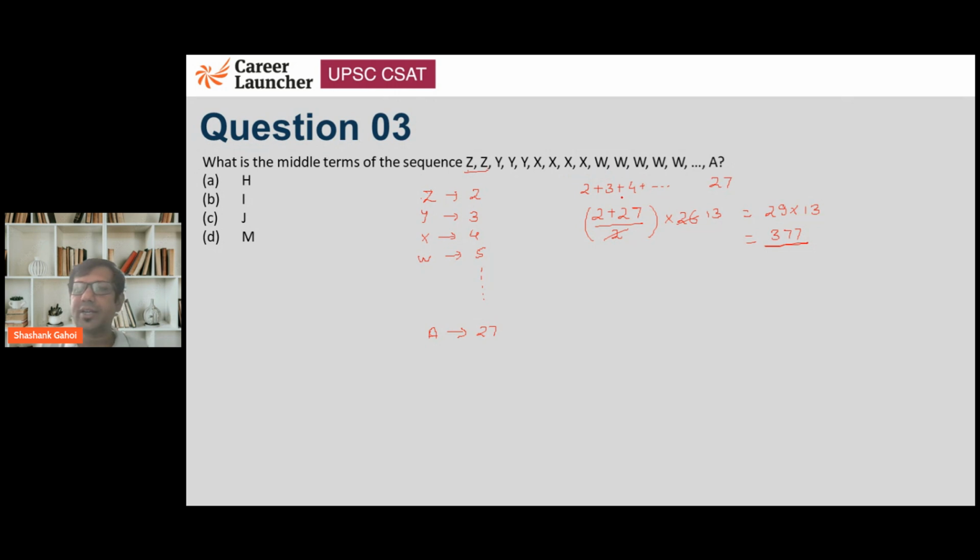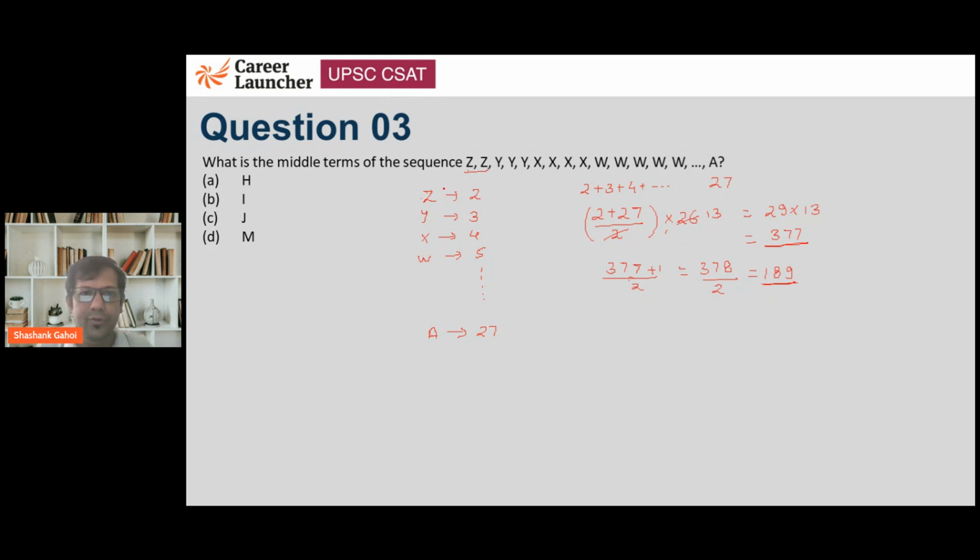So if there are 377 terms in the sequence, how am I going to find the middle term? Middle term is defined as, if the number of terms is n, n plus 1 divided by 2. Okay, so the middle term is going to be 378 divided by 2. So it is going to be 189th term we are talking about. Okay, so the question is asking which is going to be the 189th term, and that will give me my answer.